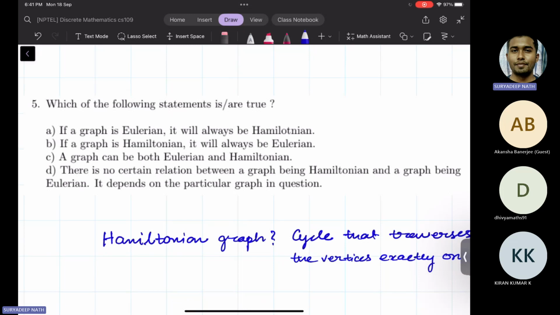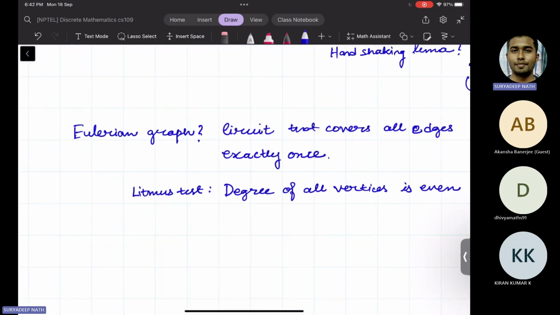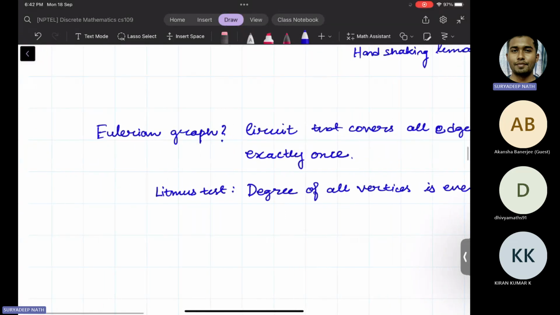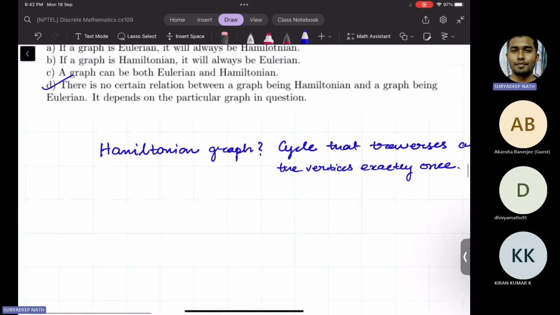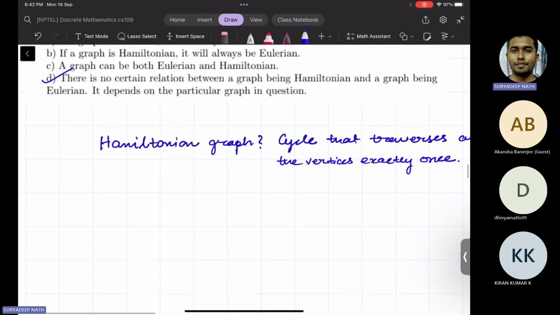So the right answer for such a question is that there is actually no certain relationship between a graph being Hamiltonian and Eulerian. We have a definite litmus test for a graph to be Eulerian. It is a necessary and sufficient condition: the degree of all the vertices should be even. But for Hamiltonian graphs, we have sufficient conditions such as Dirac's theorem and Ore's theorem, but no definite necessary conditions. I'll give you some examples where the graph is Hamiltonian and Eulerian both.